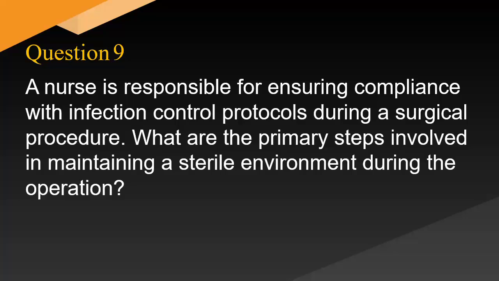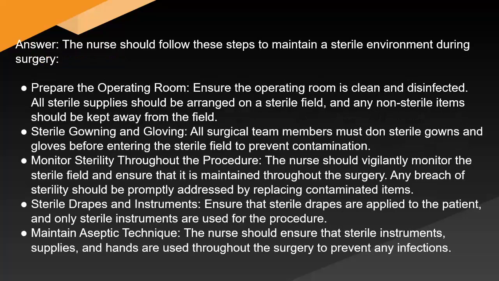What are the primary steps involved in maintaining a sterile environment during the operation? Answer: the nurse should follow these steps to maintain a sterile environment during surgery. Prepare the operating room. Ensure the operating room is clean and disinfected. All sterile supplies should be arranged on a sterile field and any non-sterile items should be kept away from the field. Sterile gowning and gloving. All surgical team members must don sterile gowns and gloves before entering the sterile field to prevent contamination.